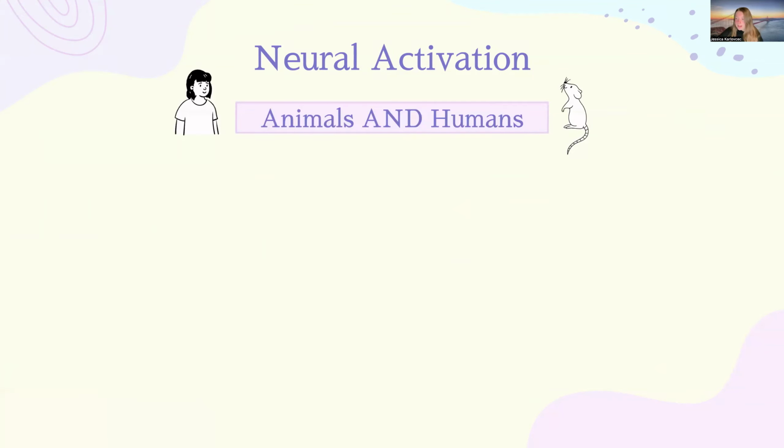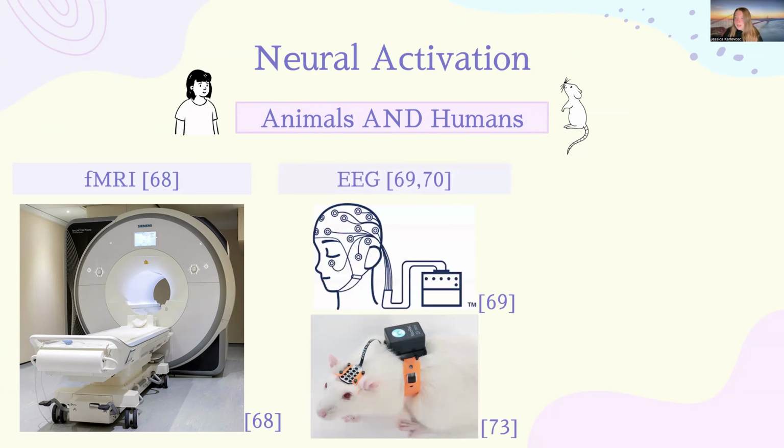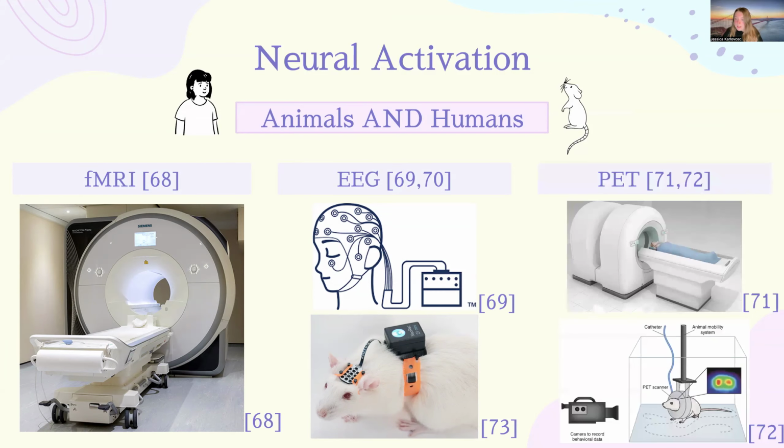Now, in both humans and animals, we can measure brain activity while a subject is behaving using several non-invasive imaging techniques. fMRI detects changes in blood flow in different brain regions, which reflect changes in neural activity. EEG measures the brain's electrical signals from the surface of the head, and PET uses small amounts of radioactive tracers to measure metabolic activity in the brain.